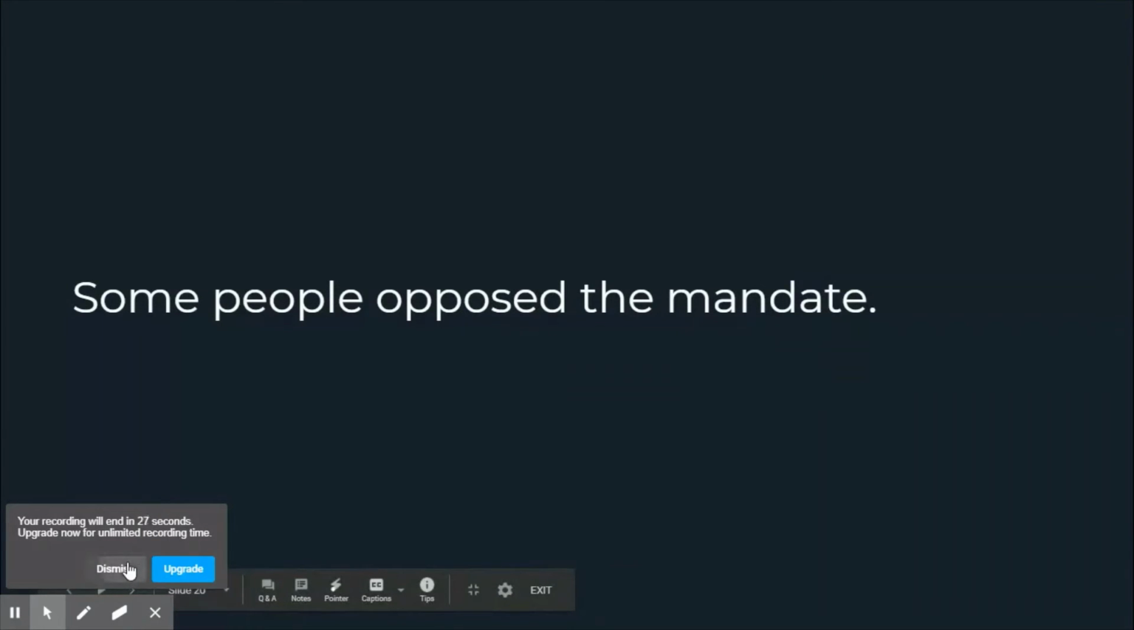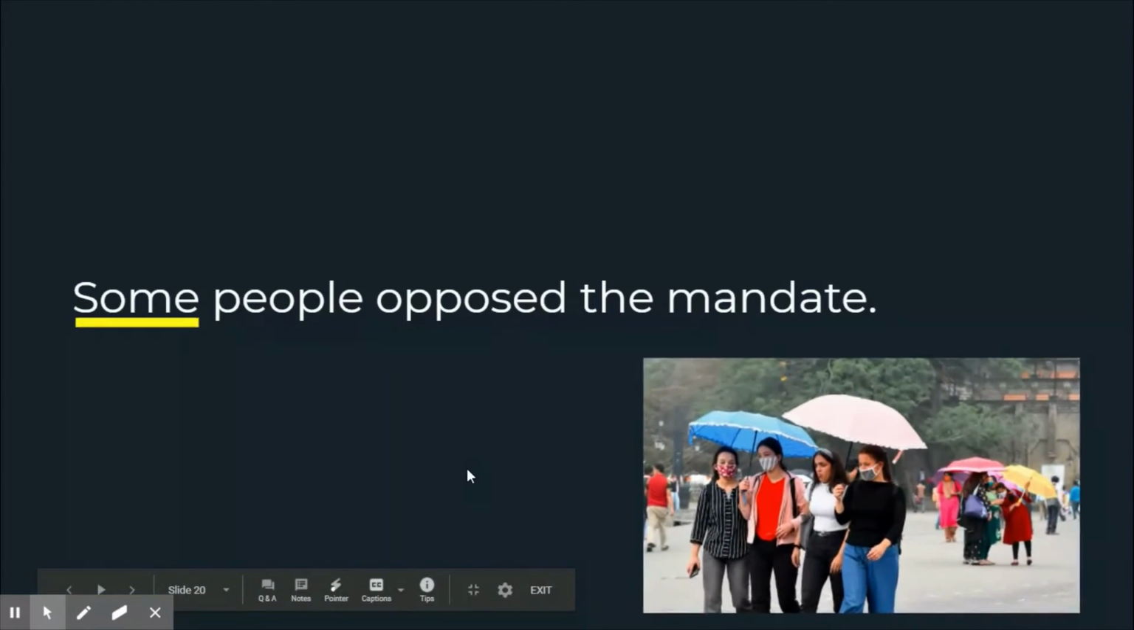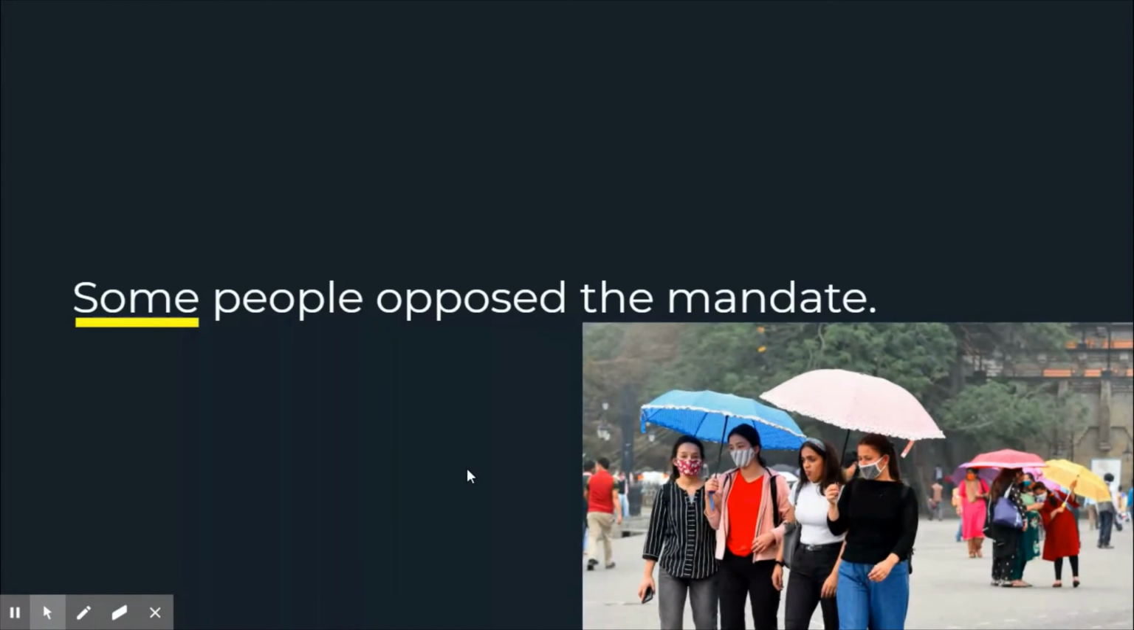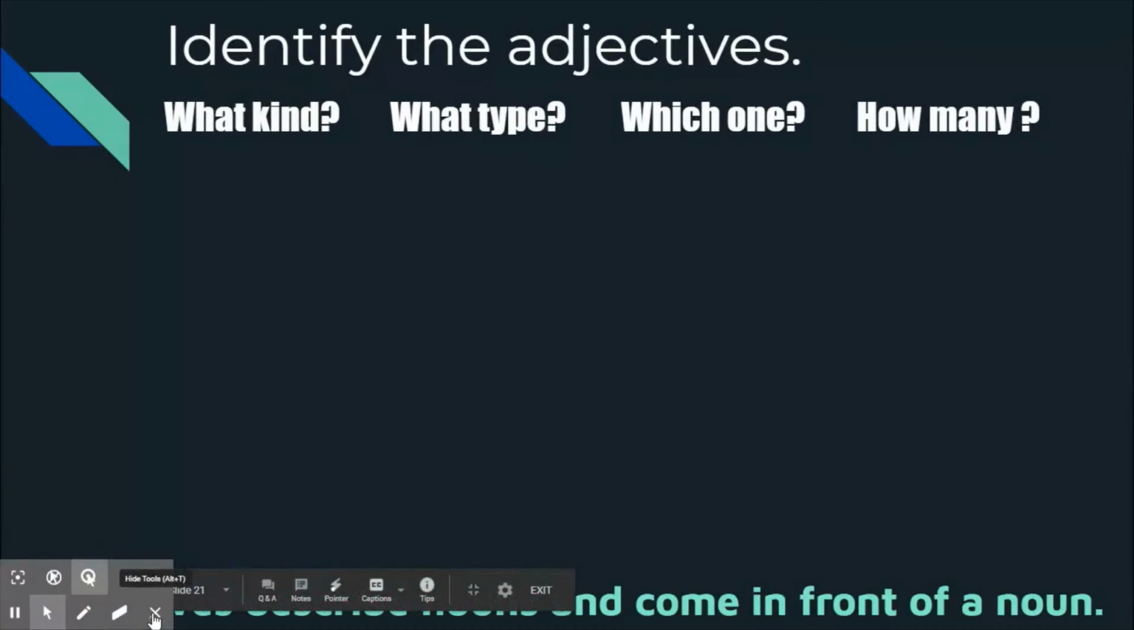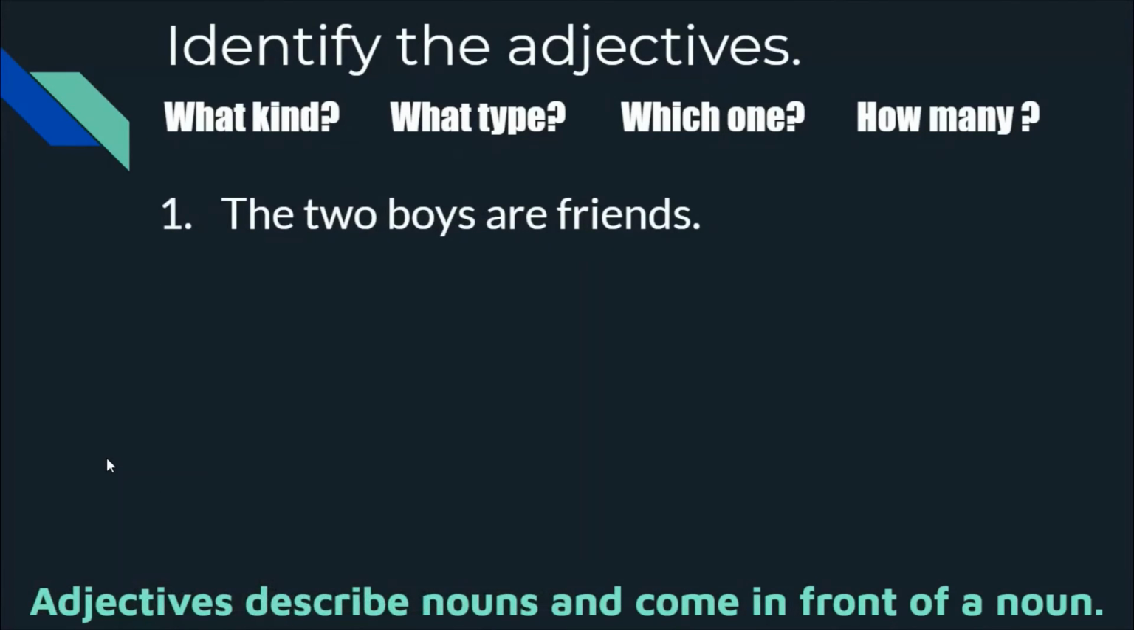Some people opposed the mandate, right? So which one is the adjective here? What do you guys think? Yeah, so the adjective is some. Some people, which is referring to numbers, okay, opposed the mandate. That's right. So adjectives, friends, are very important. We need to remember that adjectives are words that describe nouns and come in front of a noun, right?